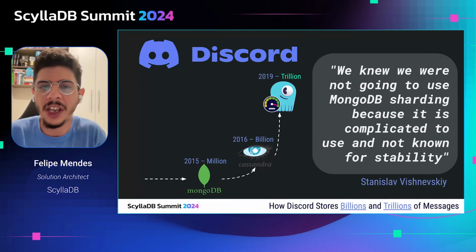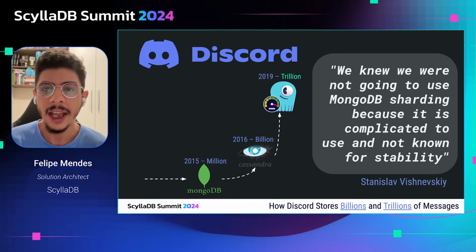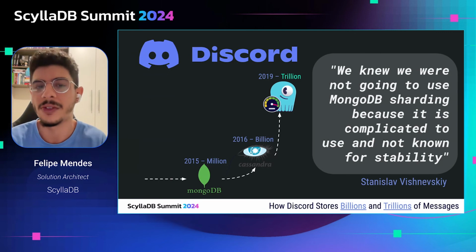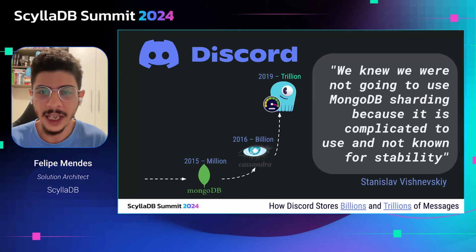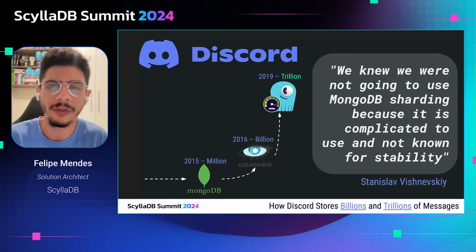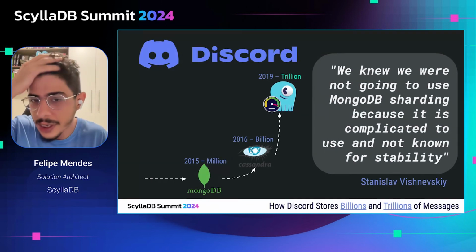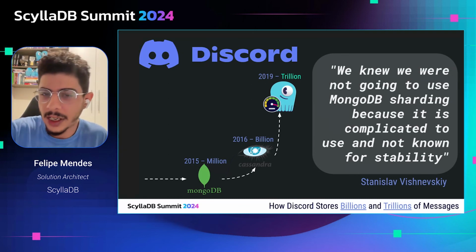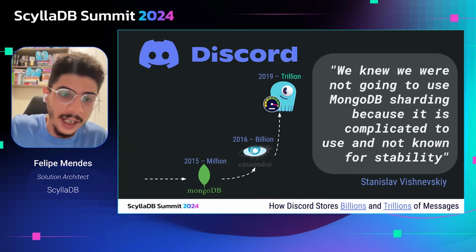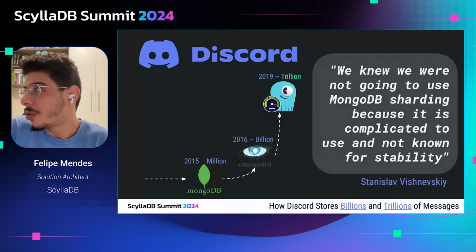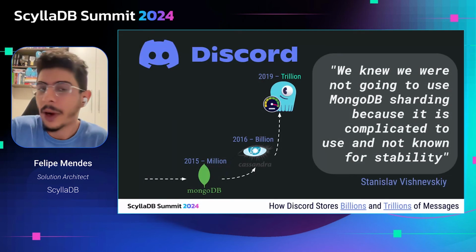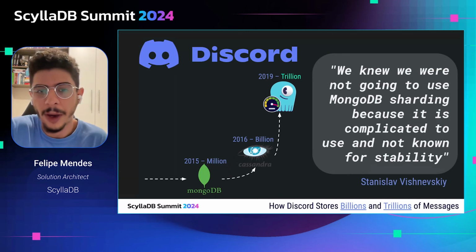At the time, everything intentionally ran on top of a single replica set and scaled to hundreds of millions of messages. So Discord knew at the time that they would need to eventually switch off from MongoDB, as introducing sharding would be very complicated to use and not known for its stability, at least at the time, which still is required for their mission critical platform.